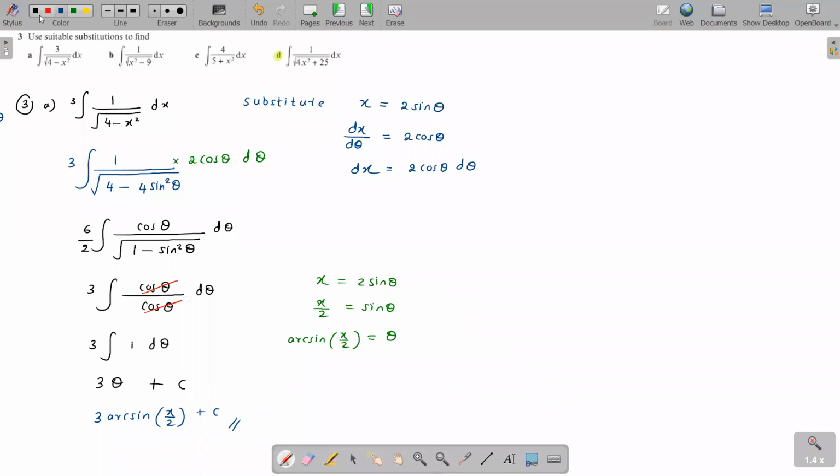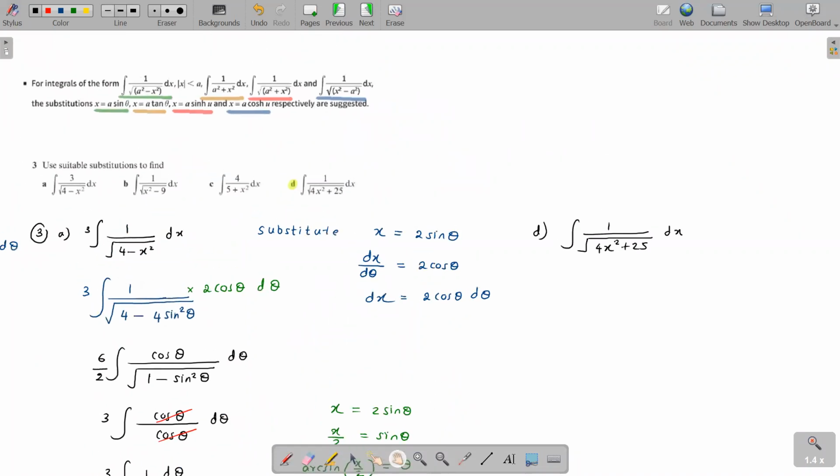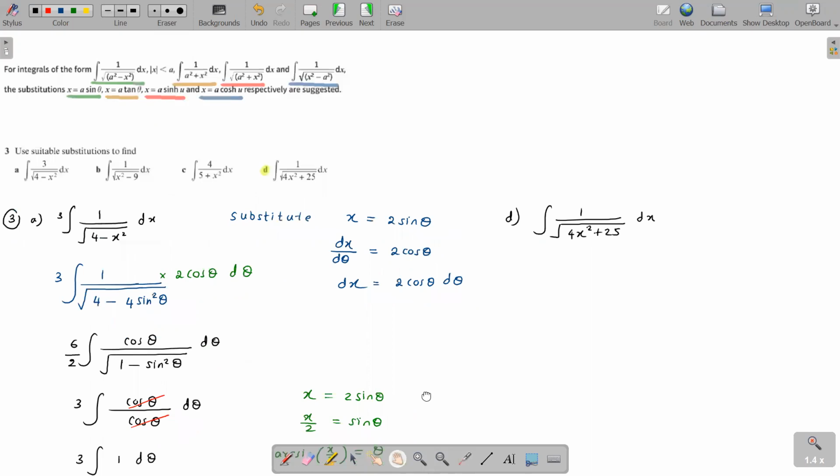Part D. Let's try again the same process for part D. Integration of 1 over root 4x square plus 25. So what do we get here? Once again, what's the substitution to use for root 4x square plus 25? Now you can see here, in all of these rules, do you see x square is independent? I mean, we don't have any 2x square or 3x square, anything like that. So first thing is you have to make sure that this follows this format. So to follow this format, we can't have a 4 with the x square.